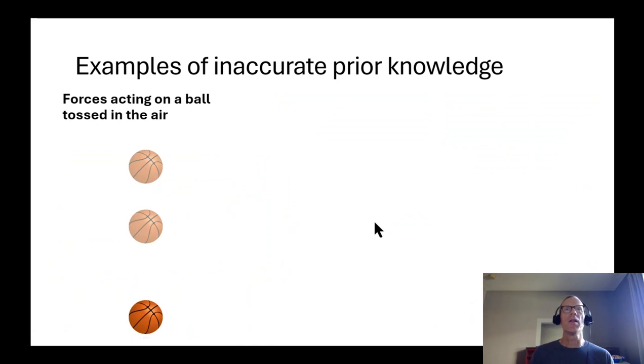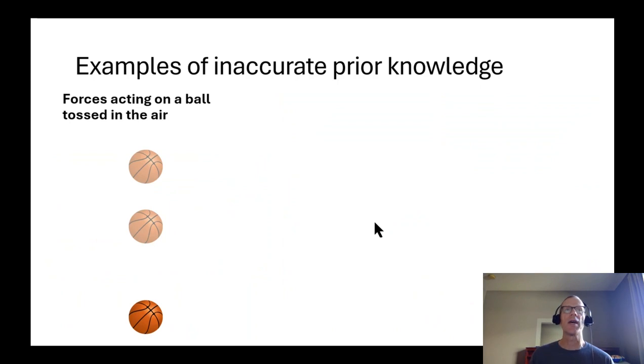So here's another example of inaccurate prior knowledge, forces acting on a ball tossed in the air. So here's a basketball being tossed in the air. Someone at the bottom here is about to throw it up in the air, and then we've got a little time lapse, just 3 images of the ball. And if you were to ask students to sketch the forces acting on the ball tossed in the air, the significantly sized forces, so we'll assume that air resistance is not a significantly sized force, what would your students draw?